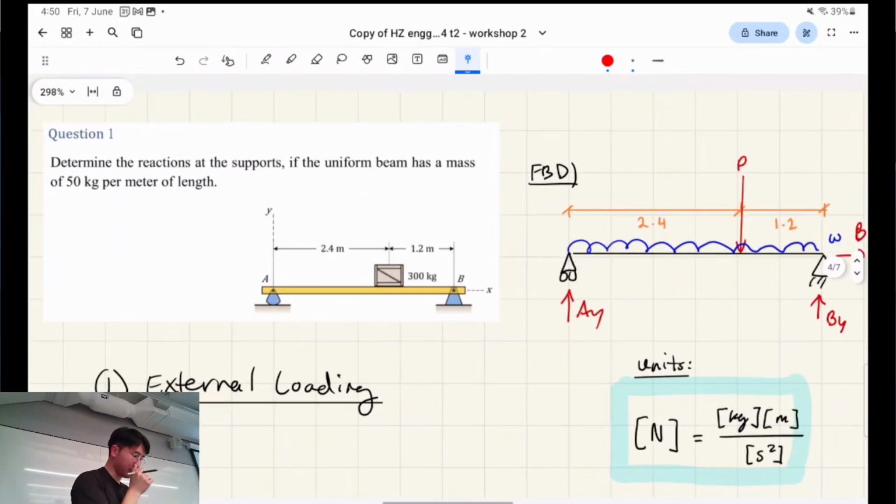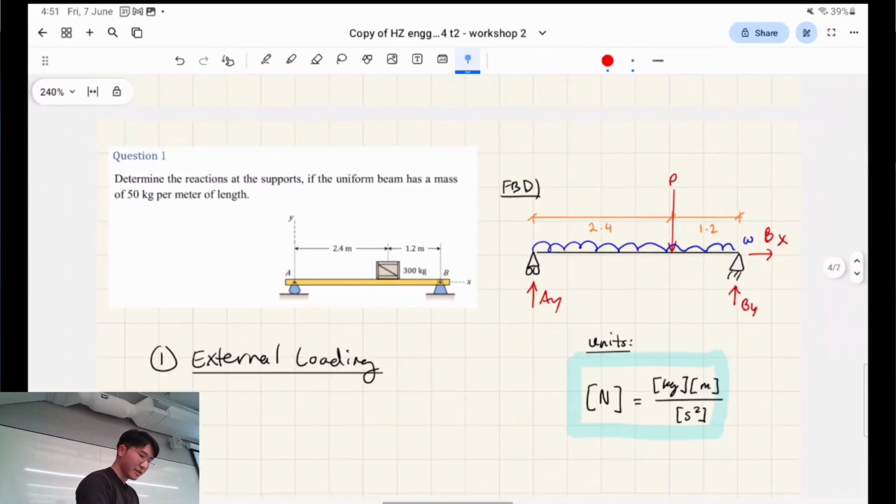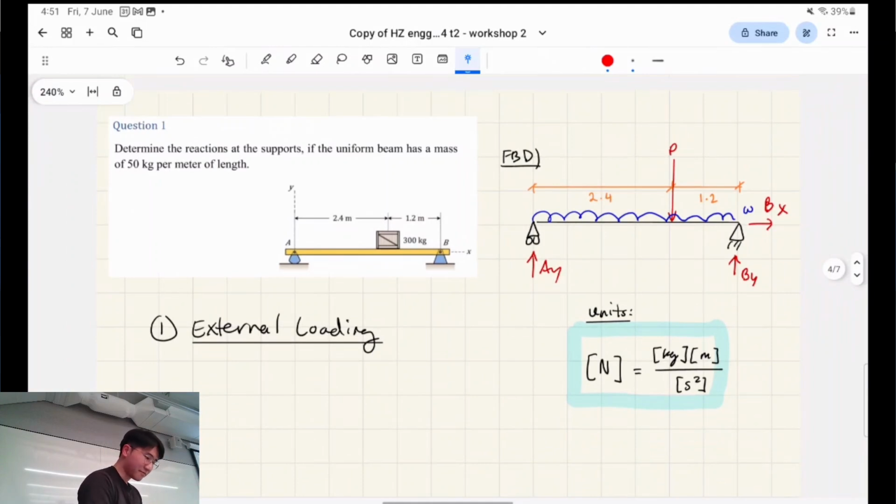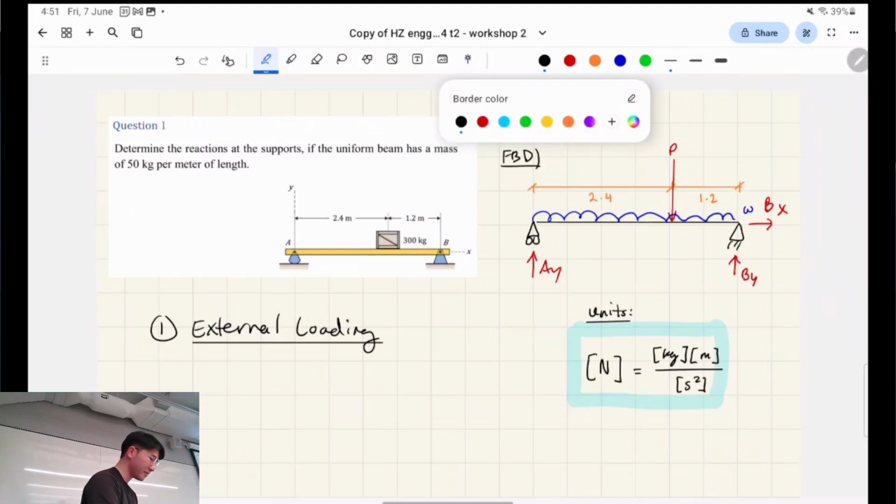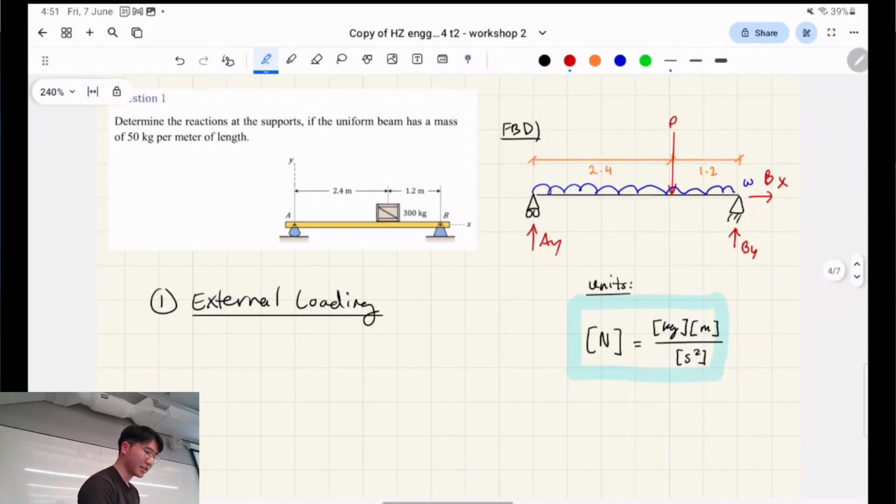The other thing that you might see in this picture is that this is a box, and it gives you something in kilograms, which you have to translate into newtons to do anything with, essentially, for our moment formula or even our forces formulas. So I've just included a little units thing: newtons is equal to kilograms times meters over second squared. Essentially, first we're going to calculate.